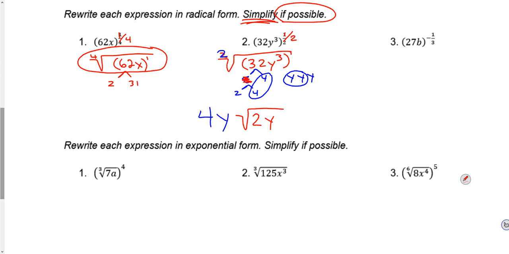The next one says 27b to the negative 1/3. Now, what I would advise you to do is let's just fix the negative first. To me, that makes more sense. So watch this. Right now, this is all on top of a fraction. So to fix it, I'm going to put the 27b on the bottom, and then I'm going to make this a positive 1/3. So you can just fix it right away. Then we can convert. So I've got 1 over 27b, this is all to the first power, and then we want a cube root.